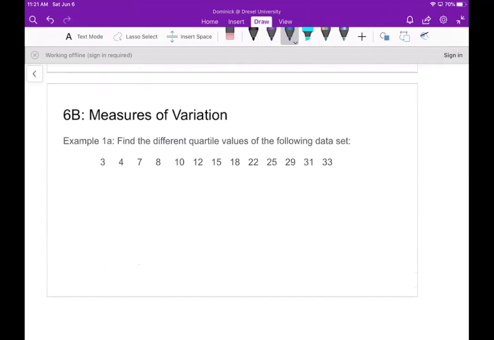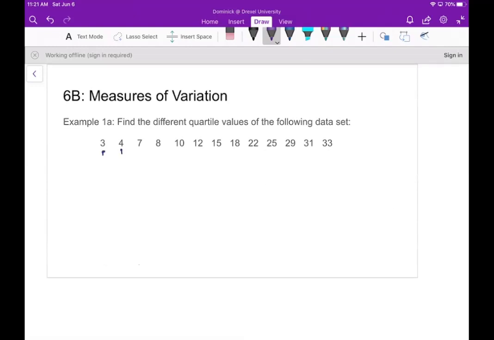Okay, so let's first take a look and see how many data points we have for this one. We have 1, 2, 3, 4, 5, 6, 7, 8, 9, 10, 11, 12, 13. So we have an odd number of data points, so when we calculate our lower and upper quartiles, we'll exclude the median. First, let's find the median. If I cross off low, high, until I get one left, it looks like our median is going to be 15.